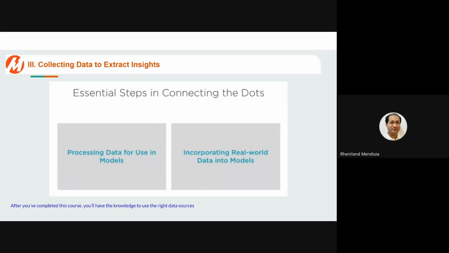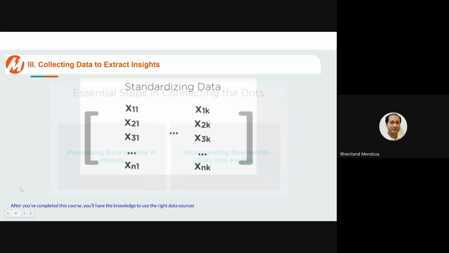The next step is to connect the dots, explain these elements that we've identified in our data via relationships with other elements. There are actually three important steps involved in connecting the dots, but we'll discuss two of these steps, namely processing data for use in models and incorporating real-world data into models. So these are the more practical steps.